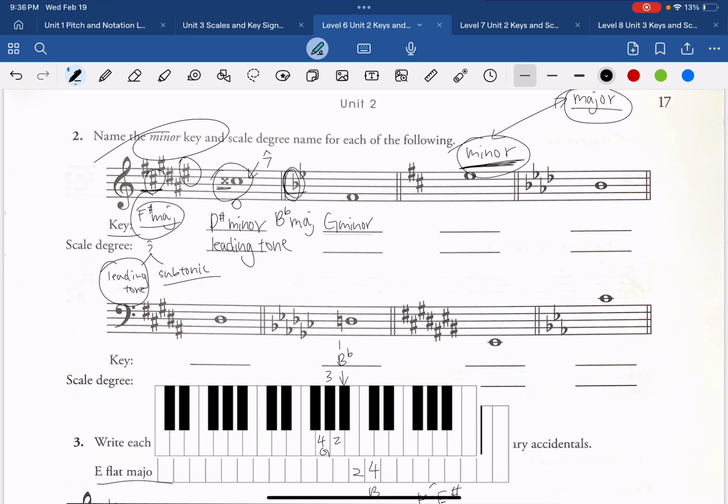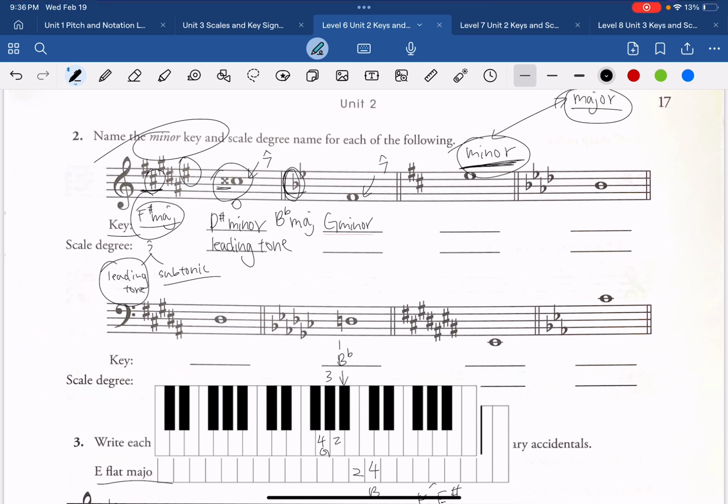Now, let's find the scale degree. So if G is the first degree, what degree is F? Again, let's count. G, A, B, C, D, E, F. F is the 7th degree.